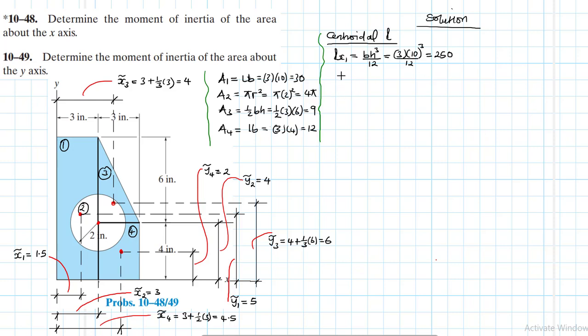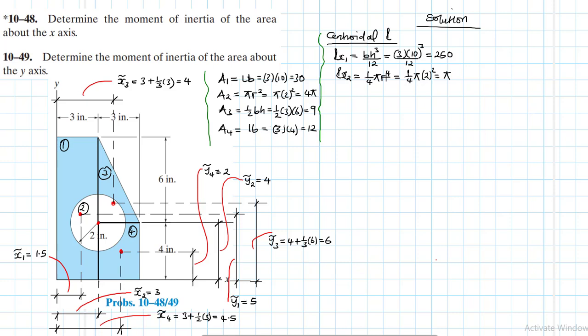Okay. And then we have moment of inertia for shape number 2, which is just a circle. So it's 1 over 4 pi r to the power 4. So we have 1 over 4 pi, r is just 2 squared. So this just gives us pi. This is 2 squared, right? It just gives us pi.